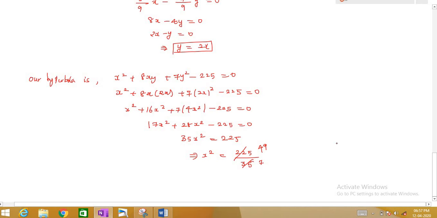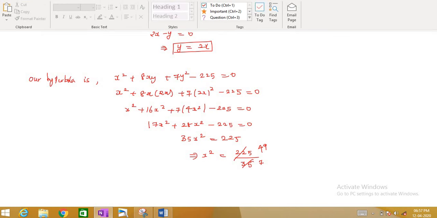I think I'm making some mistake here. So y is equal to 2x. So x square plus 8xy plus 7y square minus 225. So this will be 2x whole square. Okay, right. This is 45, right? I just made some addition mistake.